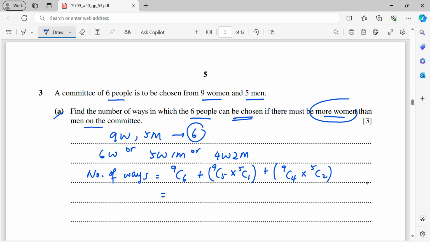Then from here, you will get 84 plus 630 plus 1260. Then at last, you will be getting 1974. That is the number of selections.